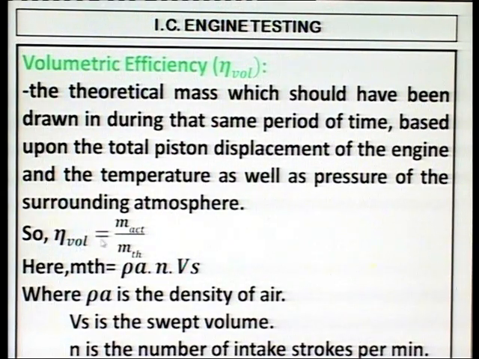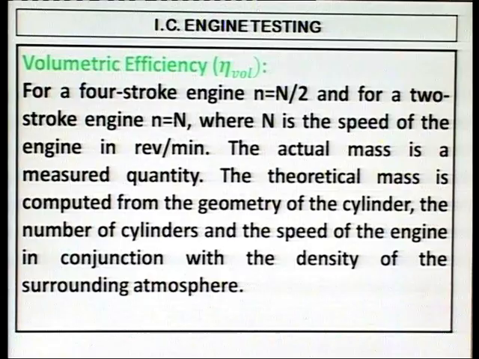Here volumetric efficiency is equal to actual mass divided by theoretical mass. Here m theoretical is equal to rho A multiplied by n multiplied by V s. Here rho A is the density of the air, V s is the swept volume, and n is the number of intake strokes per minute. For a 4-stroke engine, n is equal to capital N upon 2, and for a 2-stroke engine, n is equal to capital N, where N is the speed of the engine in revolutions per minute.